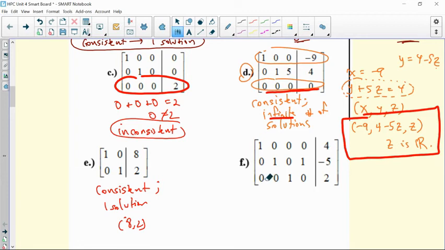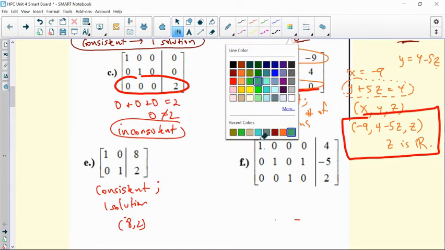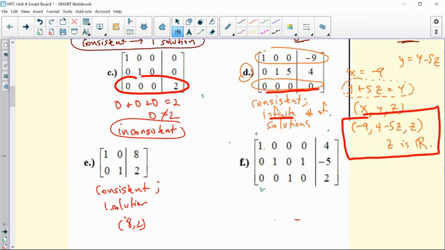Now looking here, I don't have any rows of zeros. I don't have an inconsistency where I get a whole bunch of zeros equaling a number, but I do realize that there are 4 columns here in the coefficient matrix and only 3 rows. So if I call these W, X, Y, Z, to give some context, this says that W must be 4. So I know that W equals 4. This next row says X plus Z equals -5. And this last row says Y equals 2.